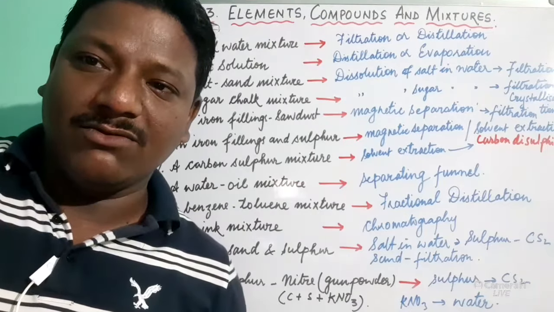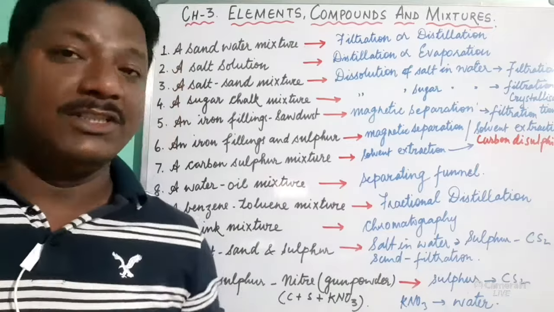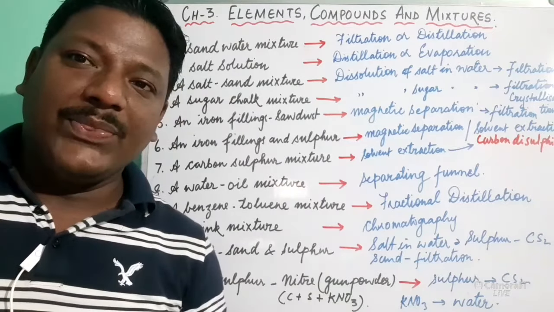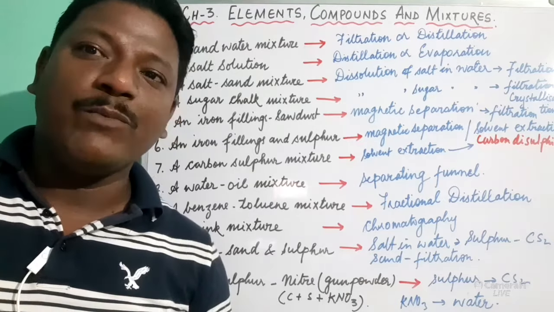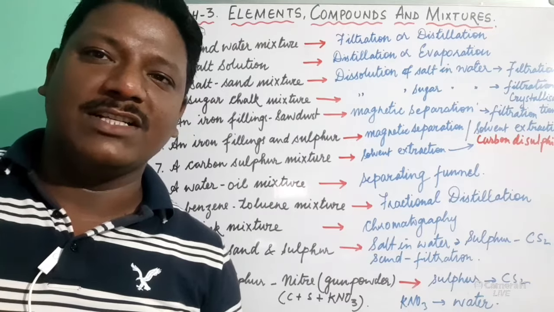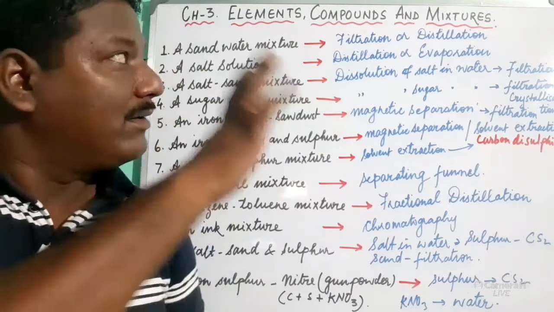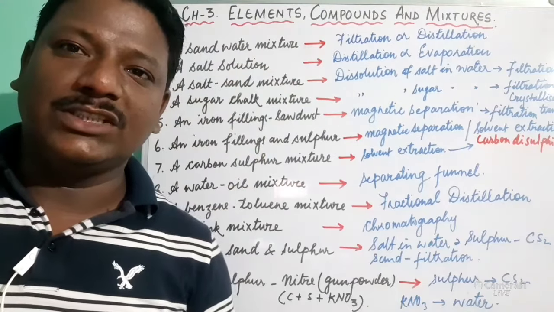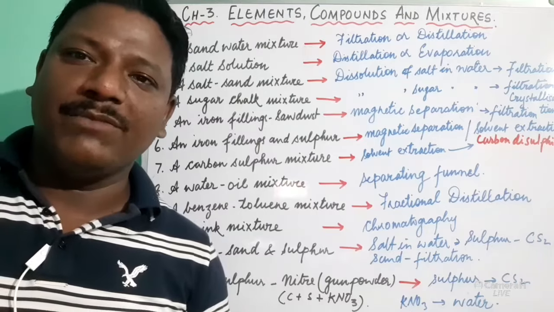Now here I just want to make you aware of the concept that if the question is there, write the method. No need of explaining; you don't have to explain how it is separated. You simply mention the methods which are used to separate the components of the given mixtures.